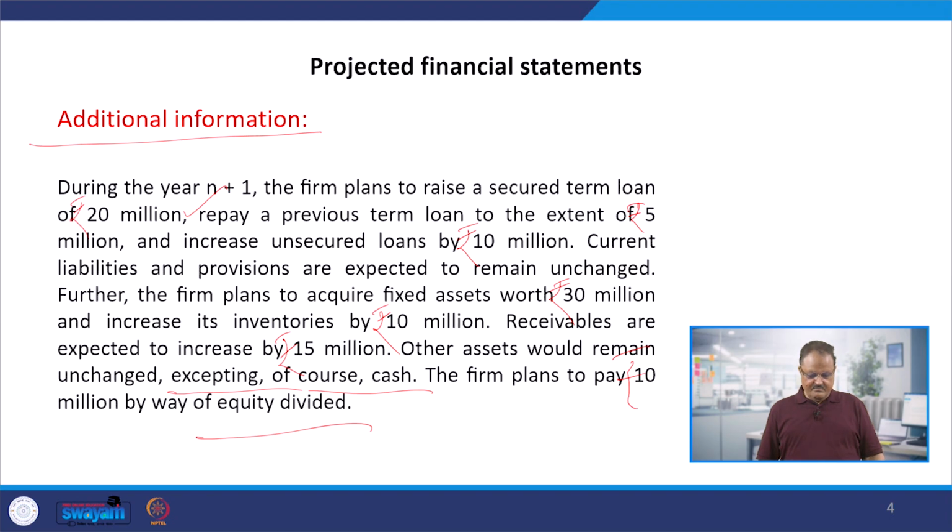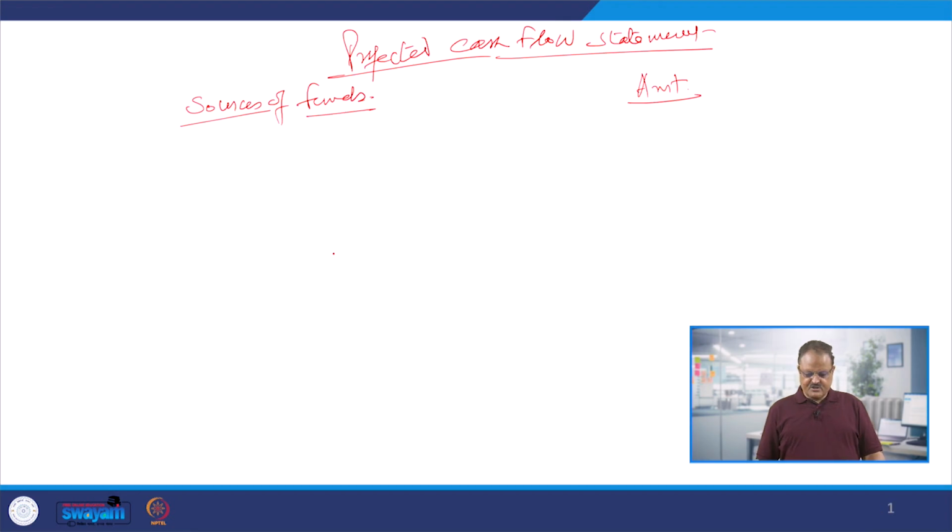So some return we propose to give back to the entrepreneurs also, or to the promoters also. So detailed information is given to us, and with the help of these three pieces of information, one is the balance sheet for the current year, the income statement for the n+1 year, and the additional information for the immediate next year, that is n+1 year. With the help of these three, we are going to prepare the projected cash flow statement for the n+1 year, and then we are going to prepare the projected balance sheet for the n+1 year.